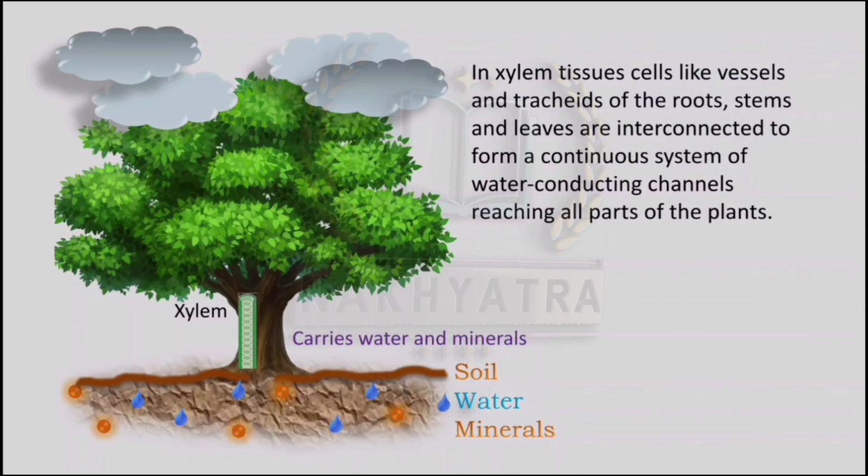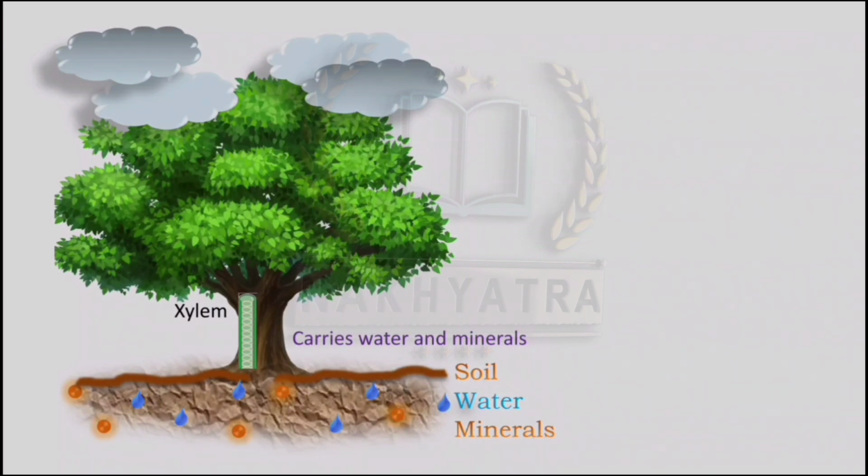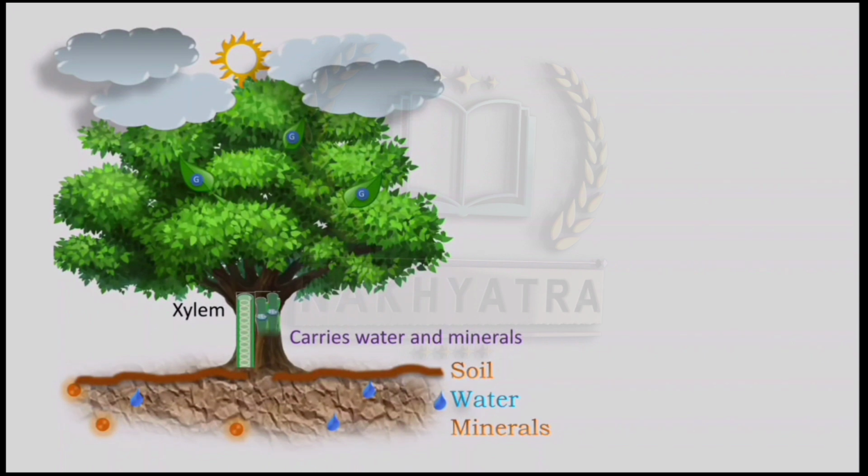Now see here, in xylem tissues, cells like vessels and tracheids of the roots carry water and minerals from the soil to all the parts of the plants, where the stem and the leaves are interconnected to form a continuous system of water conducting channel. Clear everyone? Next we will see phloem.